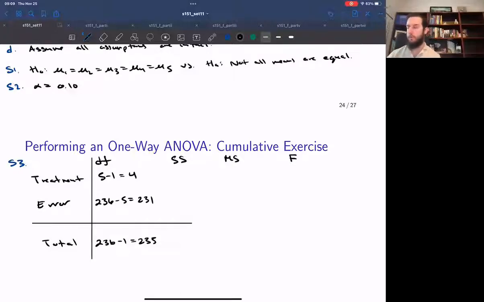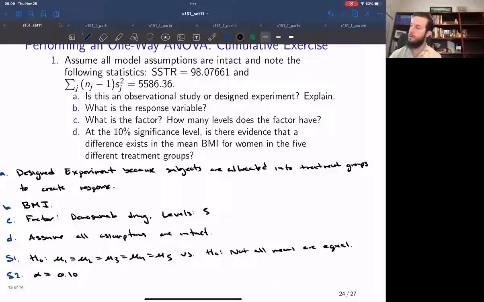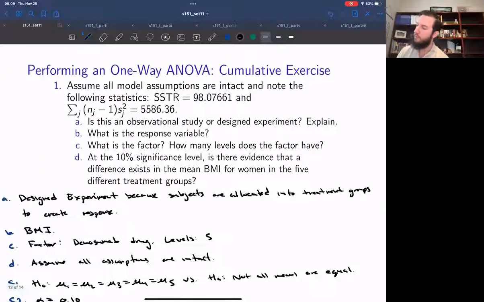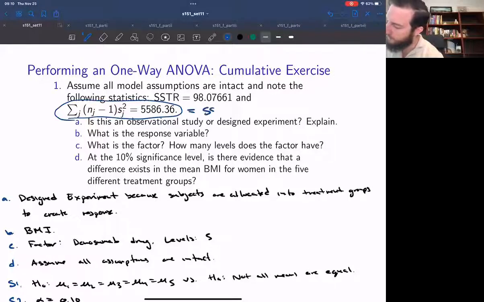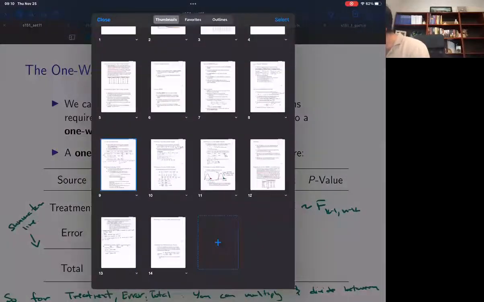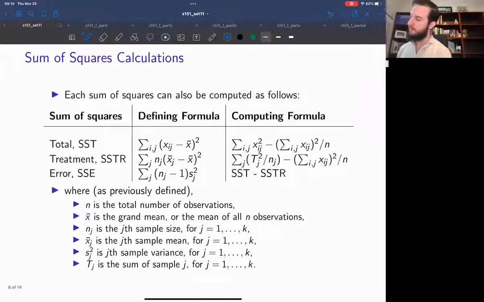Okay, now we need to work out the rest of the table. So we are told the SSTR is 98.07661. And then we are told the sum across the groups of the sample size of each group minus 1 times the variance of each group is 5,586.36. This is actually just a trick. This value here is directly equal to the SSE. So if you compare this formula shown here to the formula given in the table on slide 14, you'll see that that exact same formula is right here.